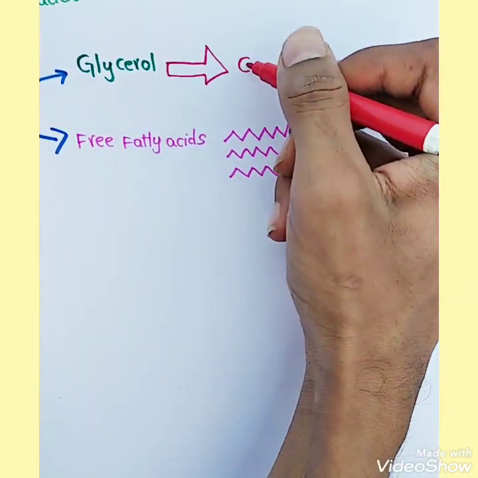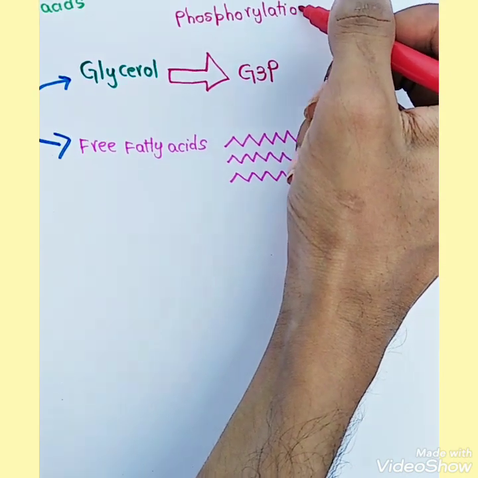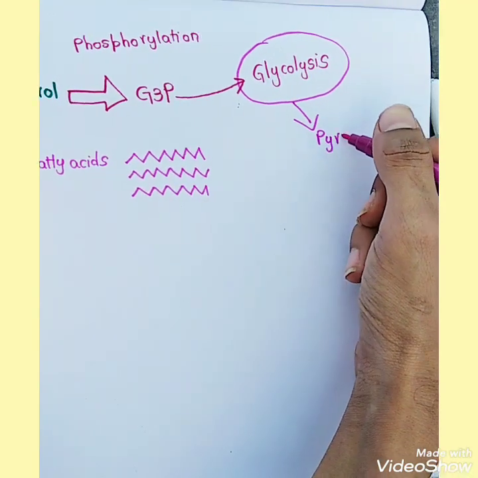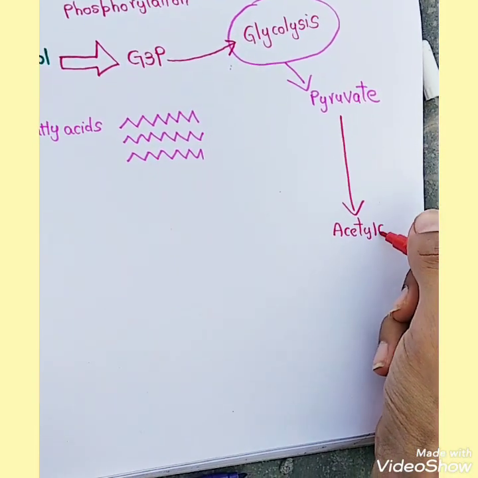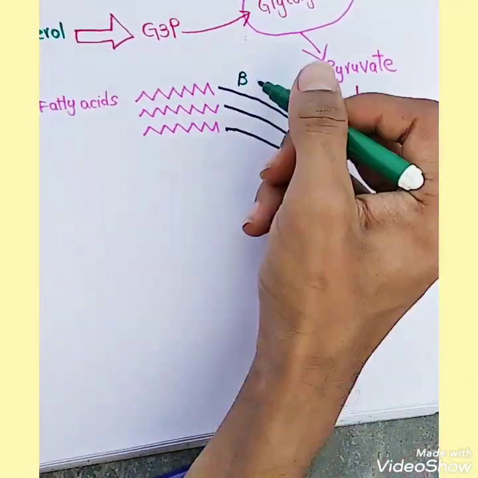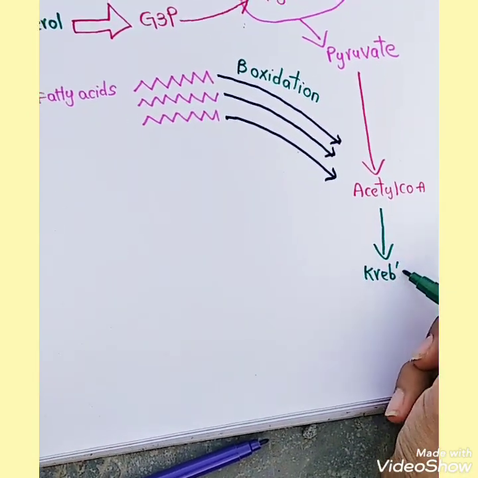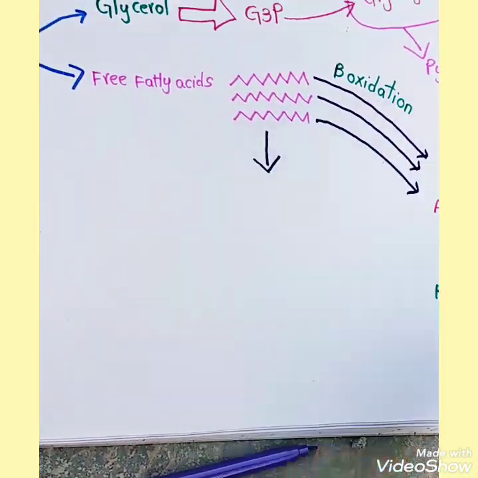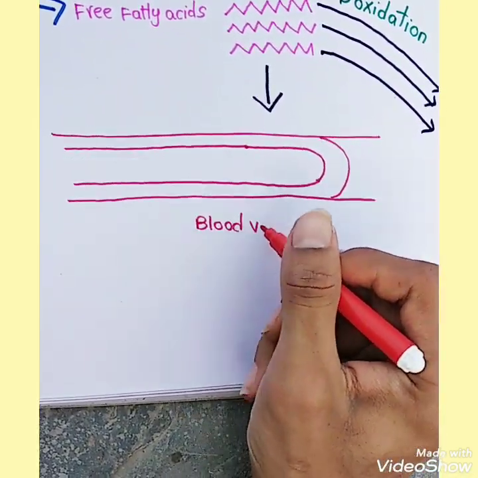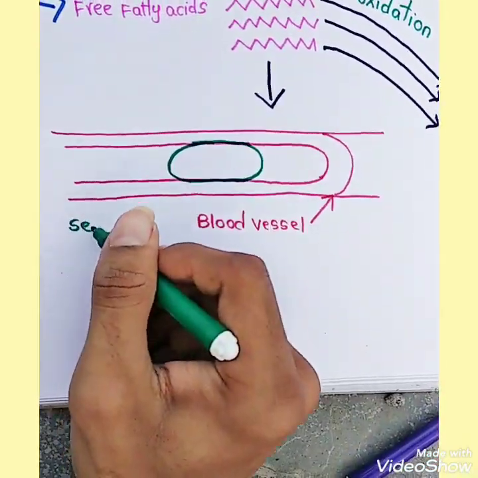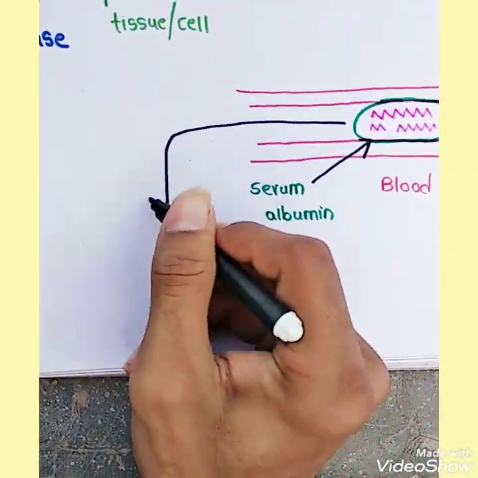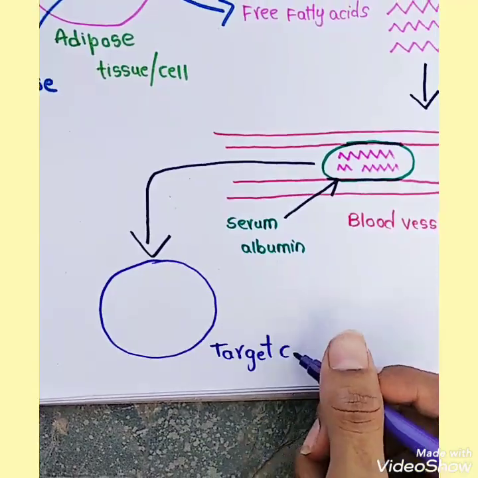The glycerol can be phosphorylated into glyceraldehyde triphosphate, which can then enter into glycolysis in the cytoplasm to produce pyruvate, and from the pyruvate to produce acetyl-CoA. Acetyl-CoA can also be produced from the free fatty acids by beta-oxidation in the target cell and then can enter into the Krebs cycle. But for beta-oxidation, first it should be transported into a target cell through the bloodstream. In the bloodstream, we have a special transporter called serum albumin, which can transmit these free fatty acids into a target cell for beta-oxidation.